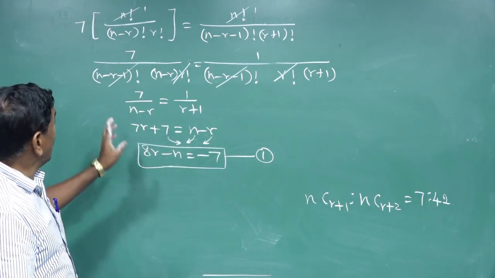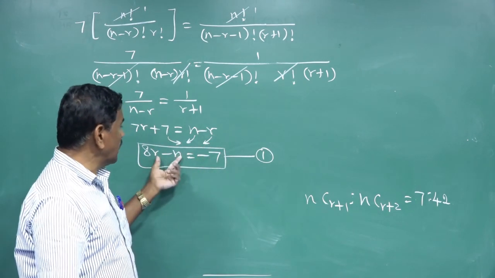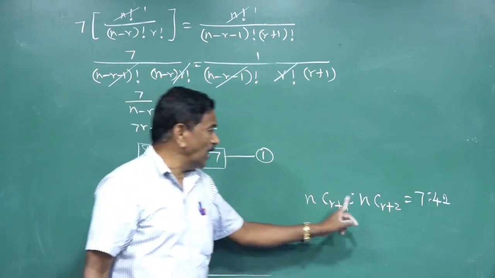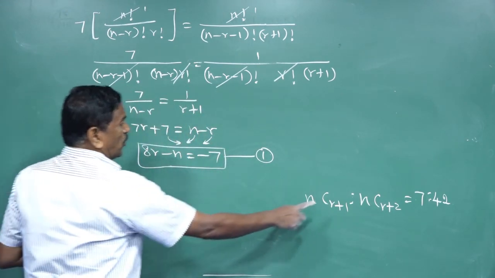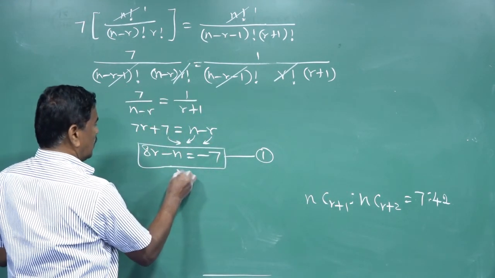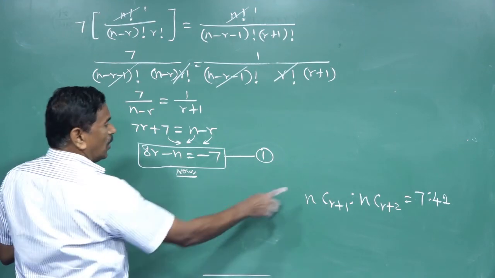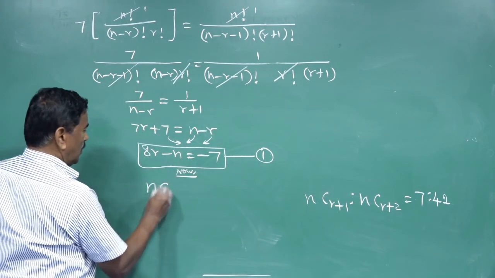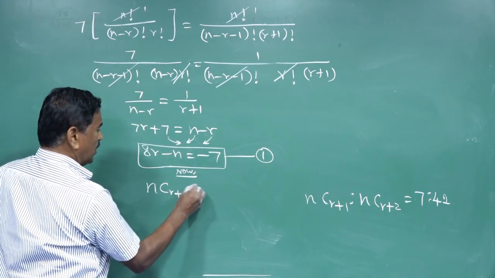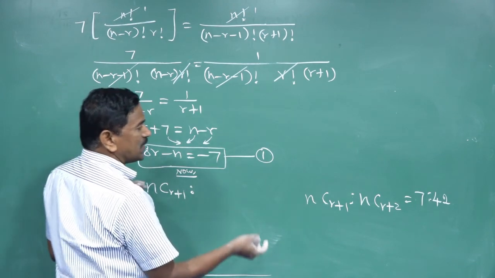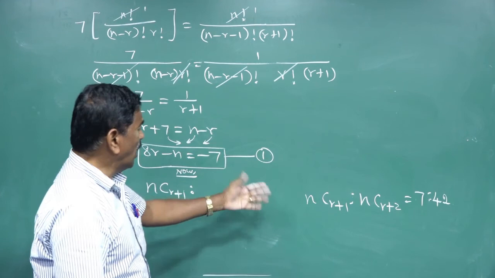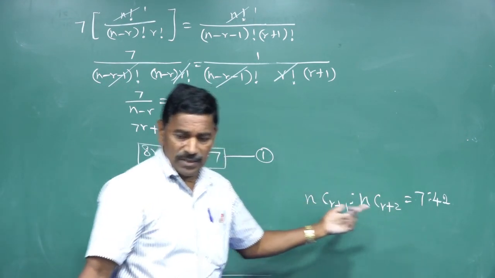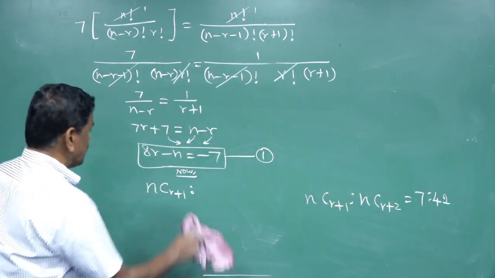Now, taking the first two, we are getting this first equation. Now, taking the last two: nCr plus 1 is to nCr plus 2 is equal to 7:42. And this ratio is equal to a fraction. Why not? One can write it directly also.